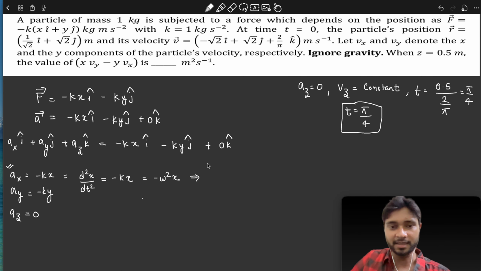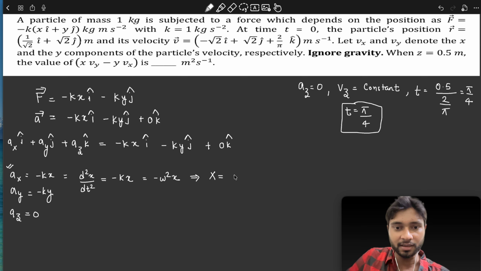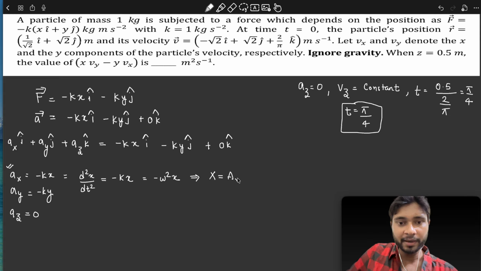you can simply say that this particle is performing SHM. So I can say this particle is performing SHM in the x direction. It might have some amplitude Ax and some omega. Omega square is k, and k was 1 kilogram per second square, so omega is also 1. I can rewrite it as minus x, or minus 1 square x. So omega is 1, and I can write x is equal to Ax sine of t plus phi x.